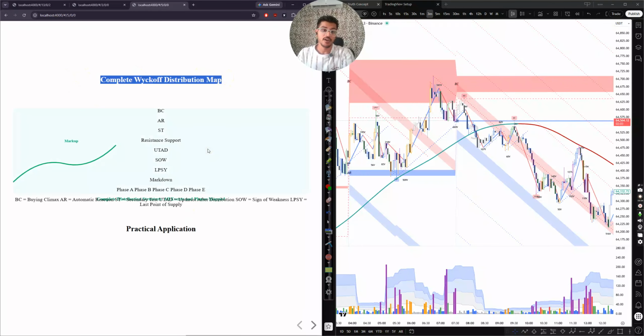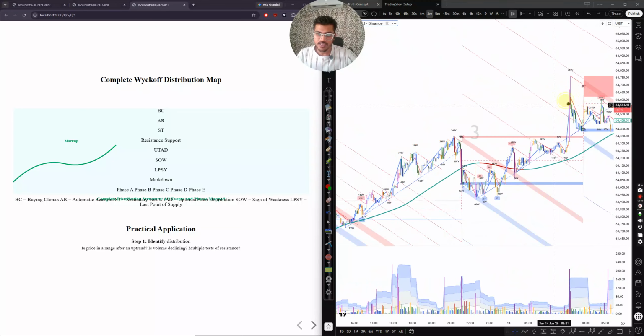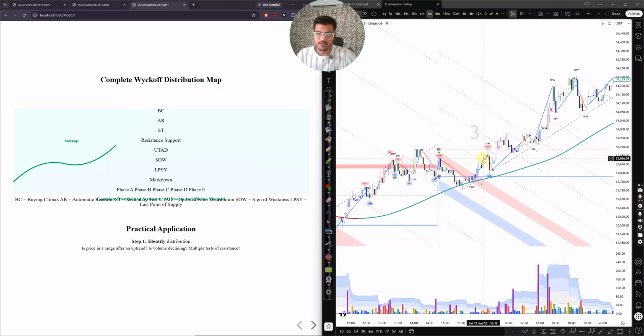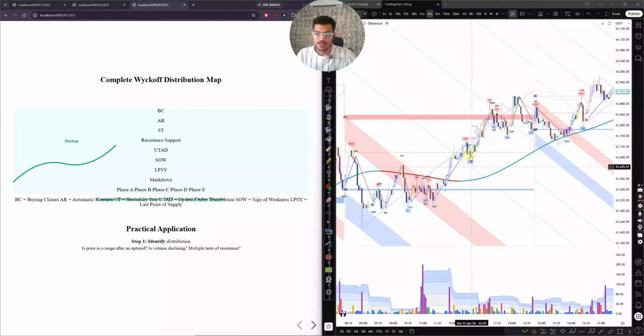So the complete Wyckoff distribution map is, we see buying climax appearing here, then automatic rally, reaction, then secondary test, and then all those events: upthrust after distribution, sign of weakness, LPSY. All this stuff I'm going to teach you. And then markdown finally starts. Red means markdown, right? Green means markup phase. Let me actually show you. Whatever events you're seeing, you can also come to this distribution and check them out as well. So you can see LPSY, LPS, right?